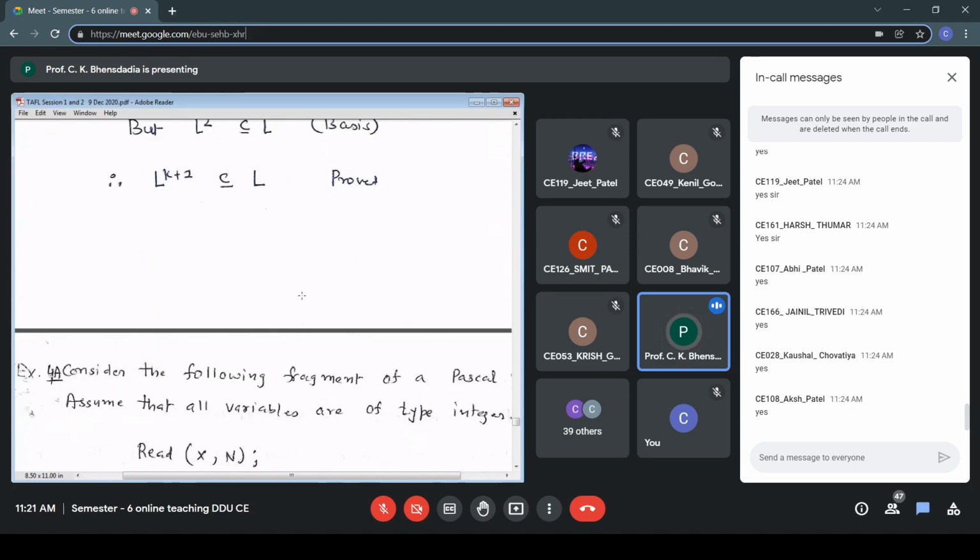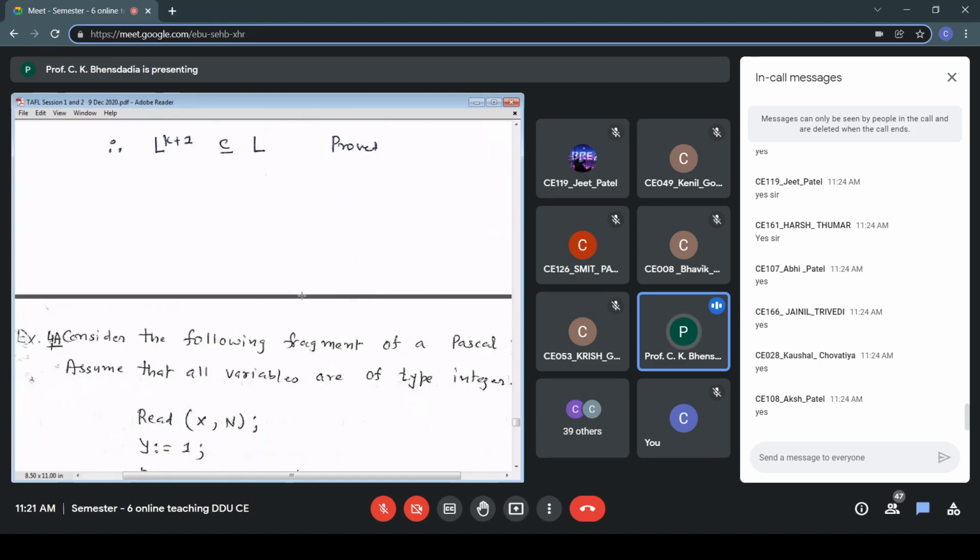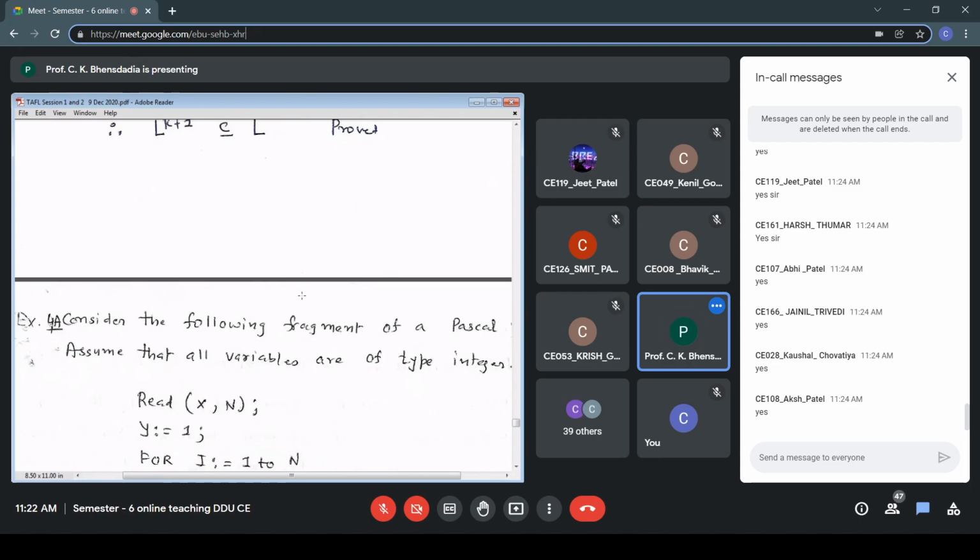Next, let us see and prove this statement. Consider the following fragment of a Pascal program. Just look at the code. Read X and n, which are our input. Pascal was the first structured programming language. Prior to C, Pascal was very popular, and conceptually it is very similar to C. Assume that all variables are of type integer.